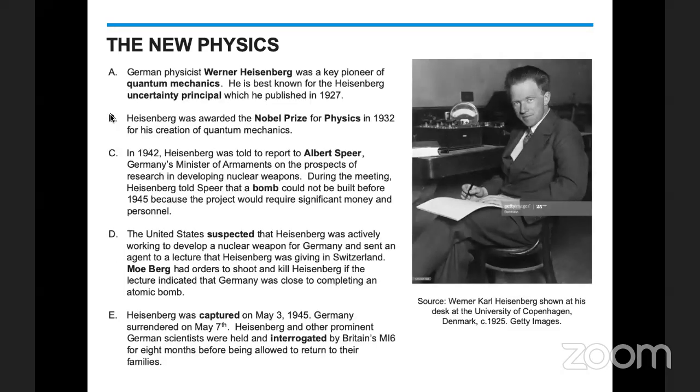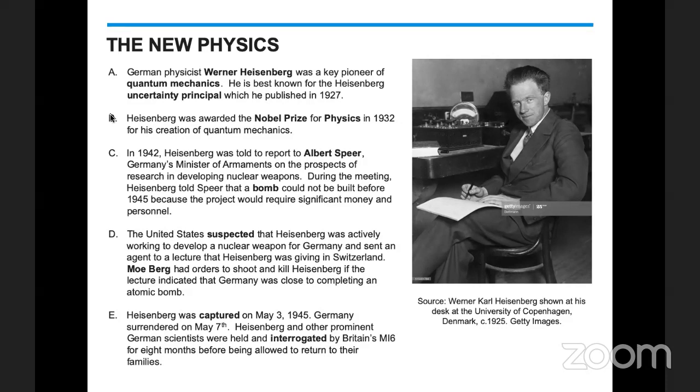And I think we have one more. Werner Heisenberg is a German physicist, and he was a key pioneer of quantum mechanics. He's known for the uncertainty principle, which he published in 1927. He'll win the Nobel Prize in 1932. You see him here in the picture on the right; he served at a number of universities, and this is when he was at the University of Copenhagen in 1925, from the photograph.